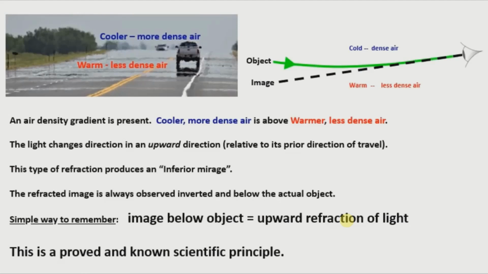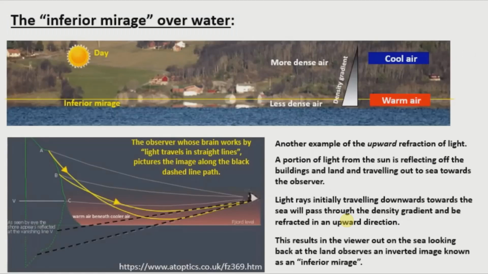The refracted image is always observed inverted and below the actual object. Simple way to remember: image below object equals upward refraction of light. This is a proved and known scientific principle. The inferior mirage over water. Another example of the upward refraction of light.